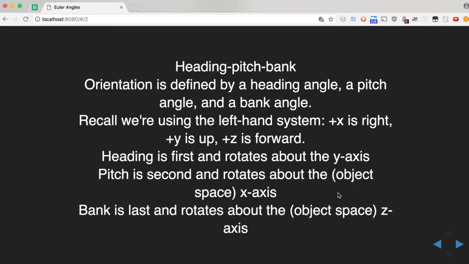So if you think of an airplane that is facing you with the nose coming towards you along z, it would basically be rotating around a general sideways direction, with one wing or the other wing going up or down. And bank is last, and that's going to rotate around the z-axis. If you think about that airplane again, the nose will be tipping upwards or tipping downwards.